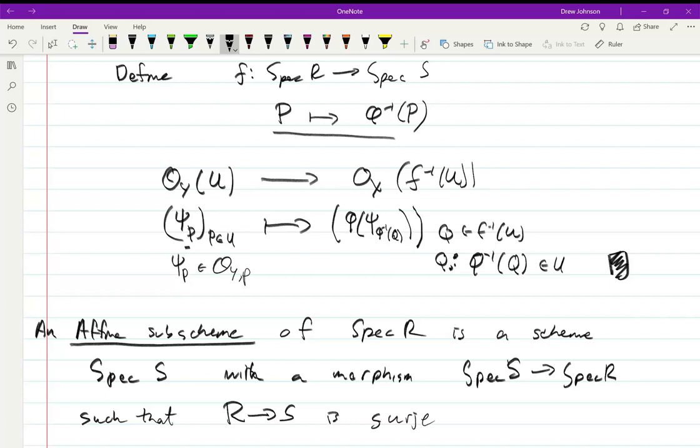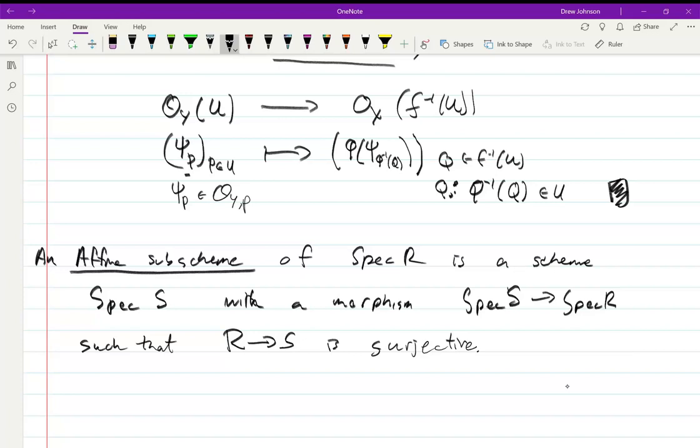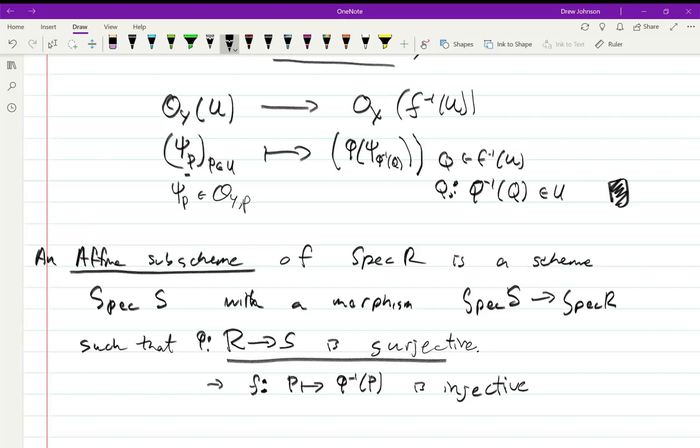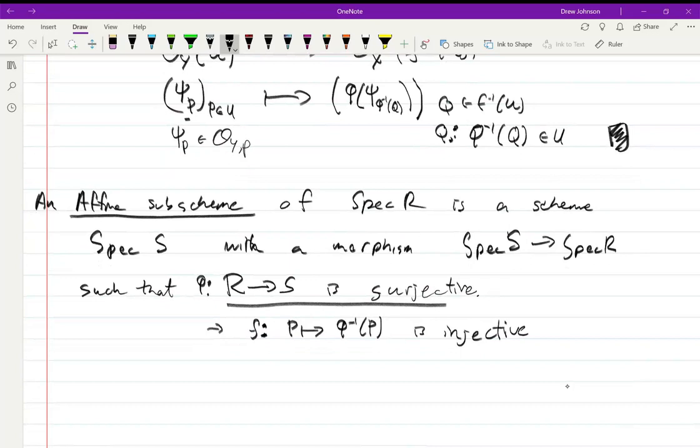Okay, and you should notice that if this map is surjective, so let me call it phi as we were doing before, that implies that the map f, which takes a prime ideal to phi inverse of the prime ideal, is injective. All right, so you can check that from commutative algebra. Okay, and also we should note that if you have a surjective map from R to S, this implies that S is just isomorphic to R mod I for some ideal I in R.